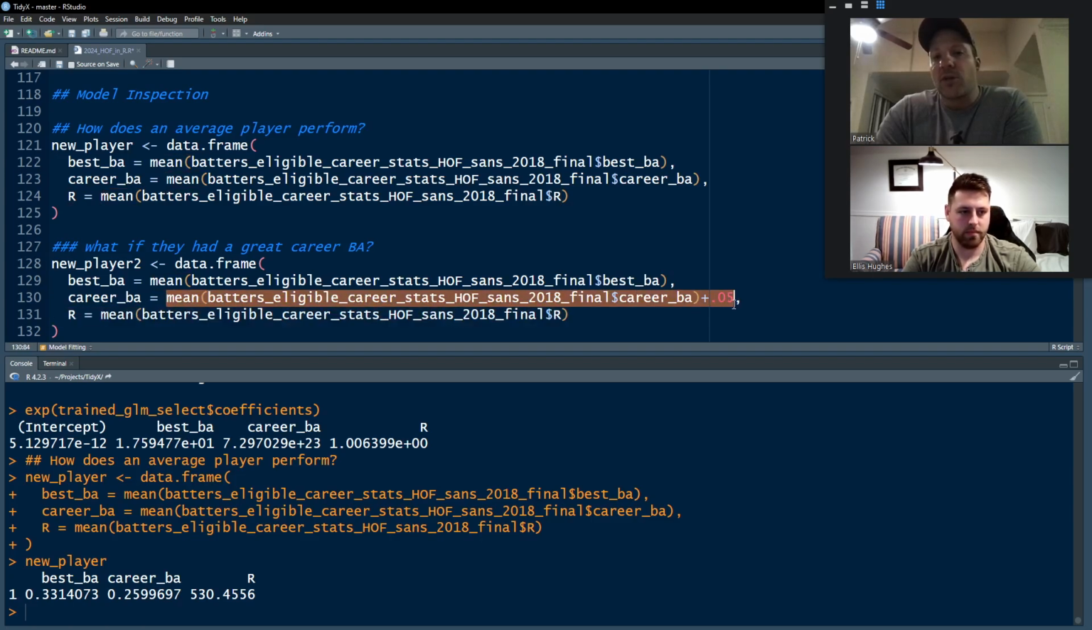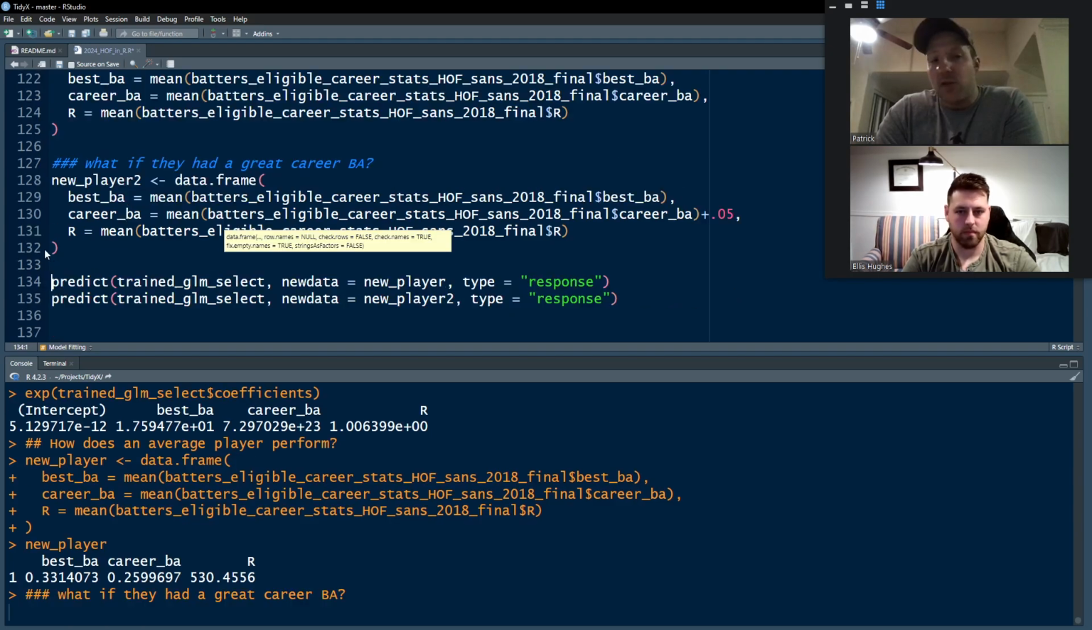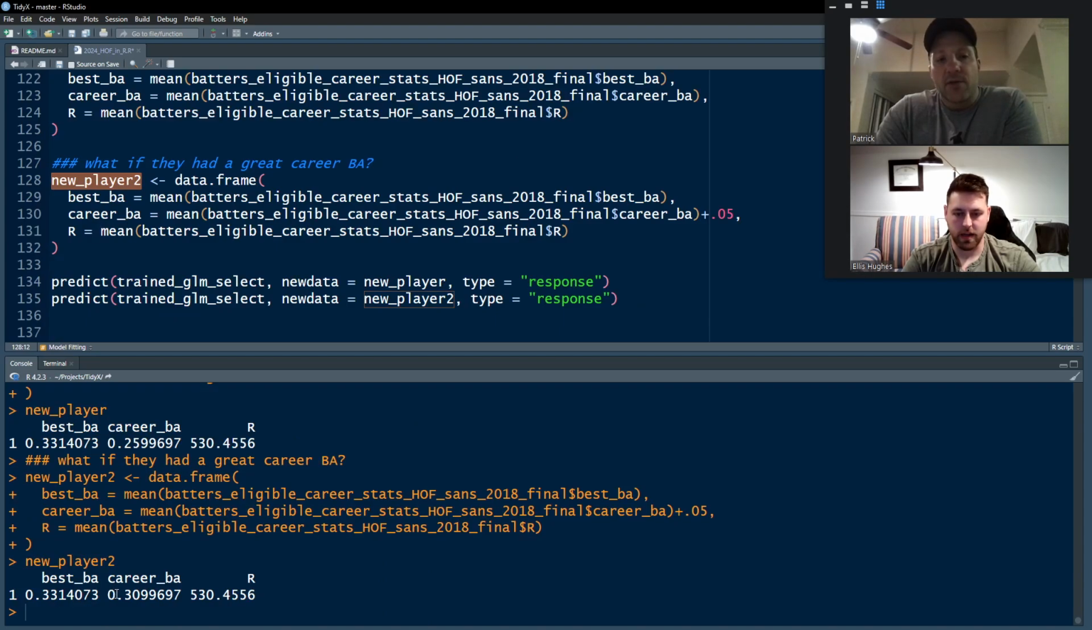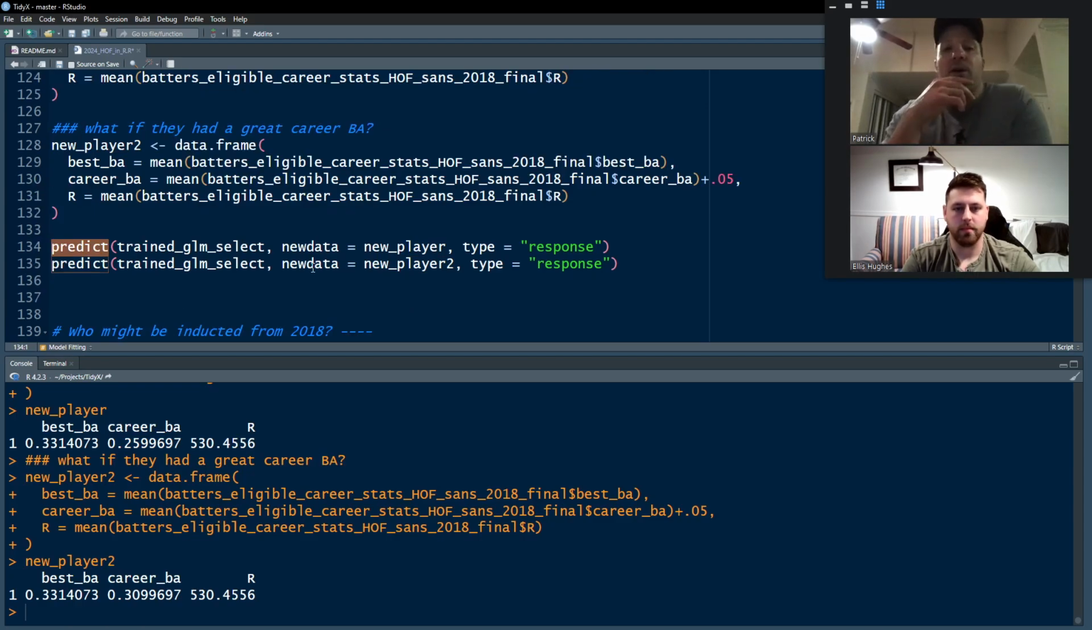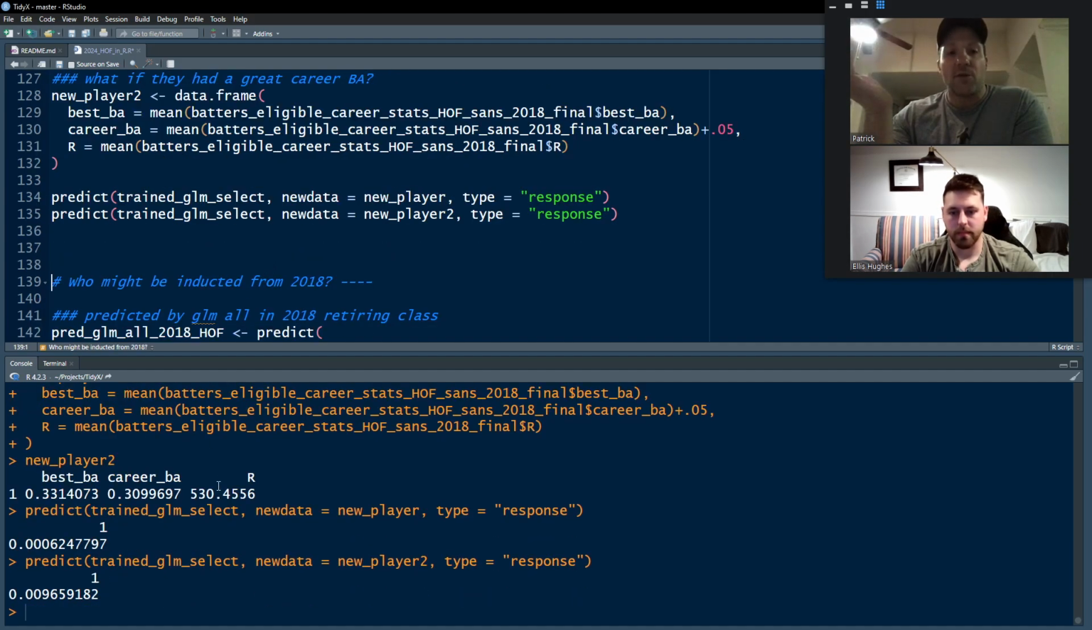The only difference is we're going to add 0.05 to the mean of the career batting average. Okay, so you can now see that's now 0.3, and that was 0.259. Correct. And then we predict, and when we predict with this binomial model, we're going to put in type equals response, and that's going to convert the prediction back to a probability for us, so it's bounded between 0 and 1. So if we run the first one, that new player has about a 0.06% chance of making the Hall, conditional on being average in all of the three main categories.